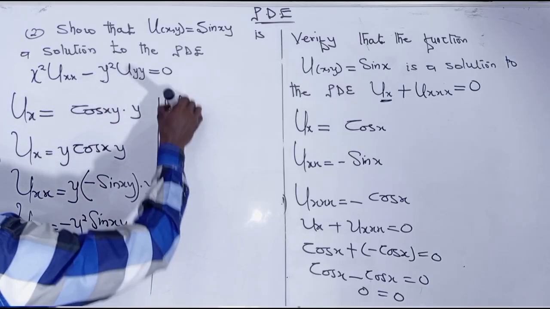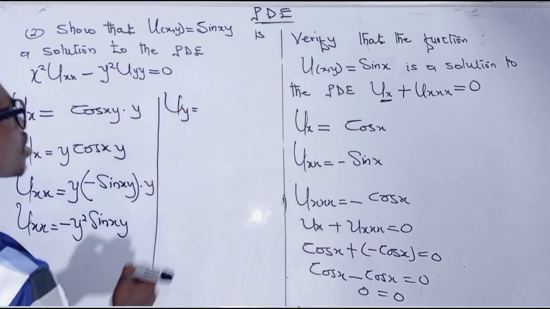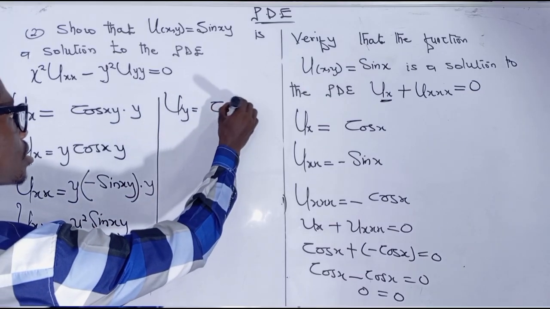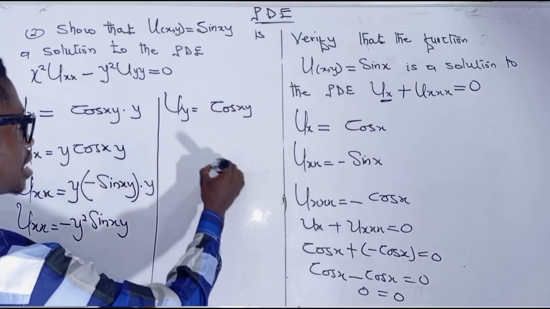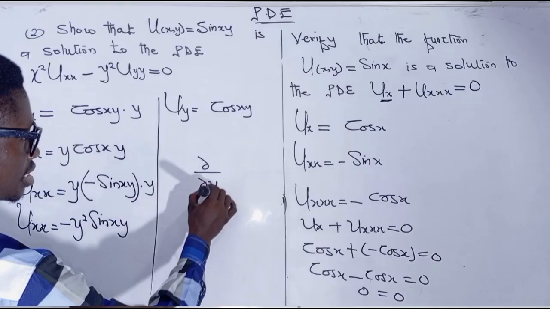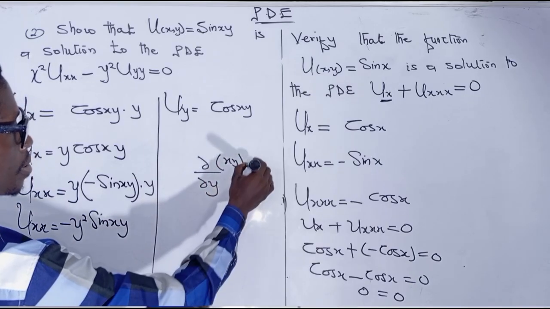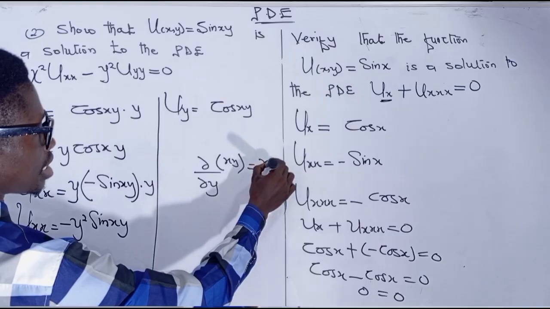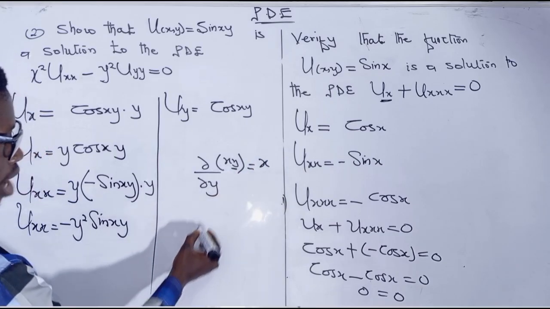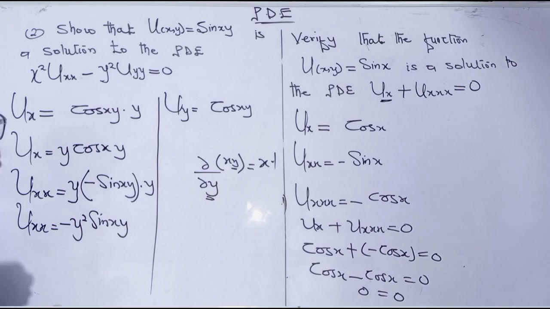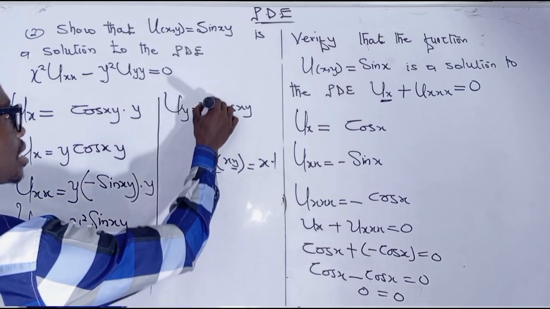So we have u_y. When we differentiate sine xy, we are going to get what? Cos xy. Then we differentiate the inside function, that's the chain rule, with respect to what? y. So x becomes constant, and then we differentiate y with respect to y, that is giving us what? 1. x times 1 will give us what? x. So you multiply it by that.